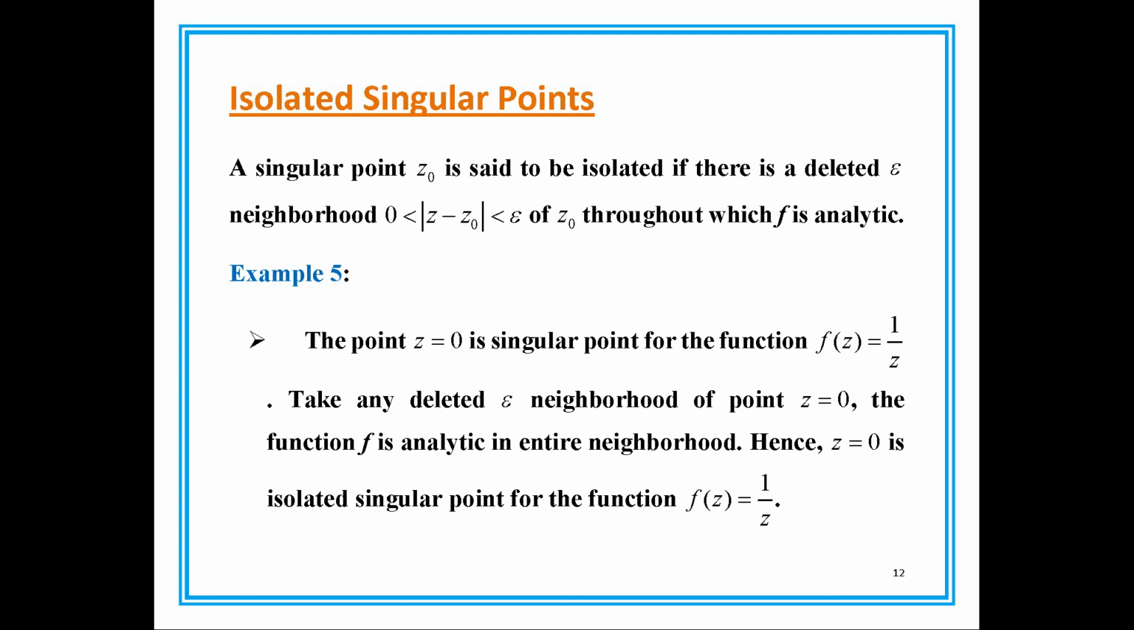For example, the point z equal to 0 is a singular point for the function f of z is equal to 1 upon z. Now let us take any deleted epsilon neighborhood of the point z is equal to 0. Then we know the function f is analytic in the entire neighborhood. So the singular point of f of z is equal to 1 upon z is labeled as an isolated singular point of the function f of z equal to 1 upon z.